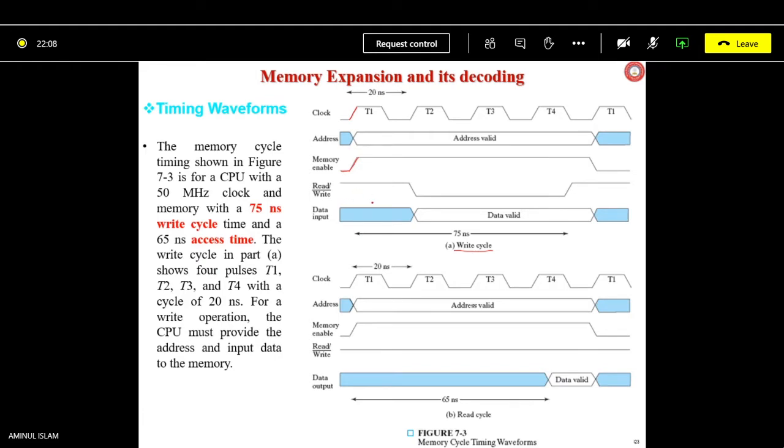But for write operation, you make read write bar low. You see, read write bar. If this line goes high, then a read operation will be performed. If this line goes low, then a write operation will be performed.